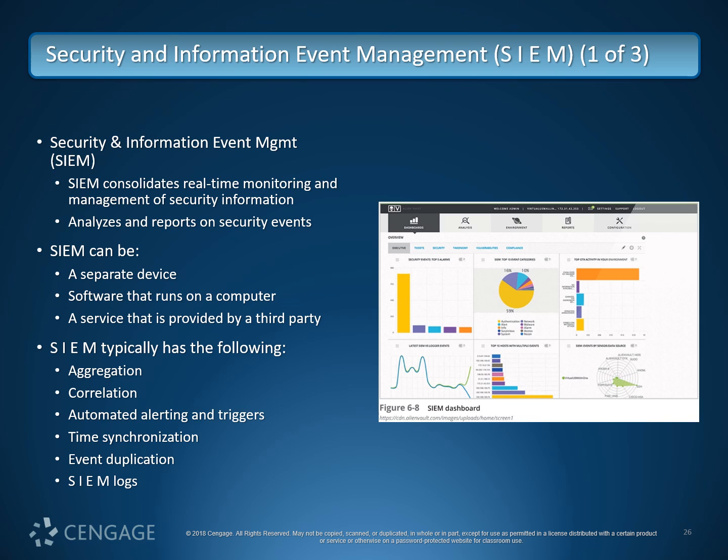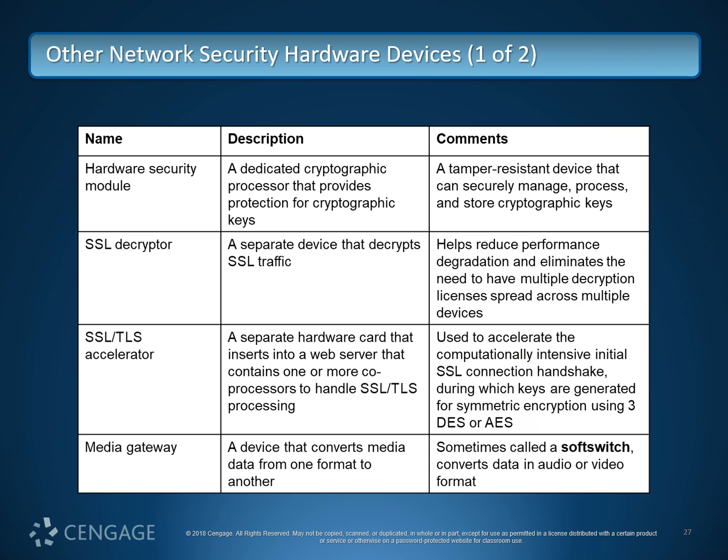SIEM traditionally has the following items included as part of its toolkit: aggregation, collecting data; correlation, finding links; automated alerting and triggers, self-explanatory; time synchronization; event duplication. You know, we can go through and we can duplicate the steps of what happened during a particular event in order to see where the point of breach actually occurred, where the vulnerability actually exists. And then, of course, logging. No good network security system worth its salt, any device that's specialized for network security, will never leave out the logs. That's just a silly idea.